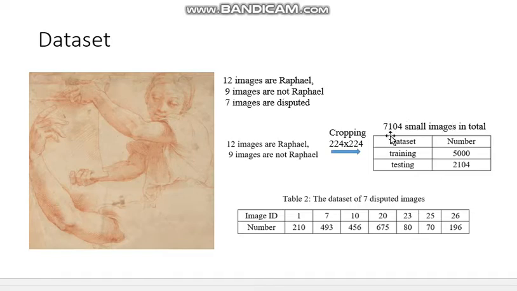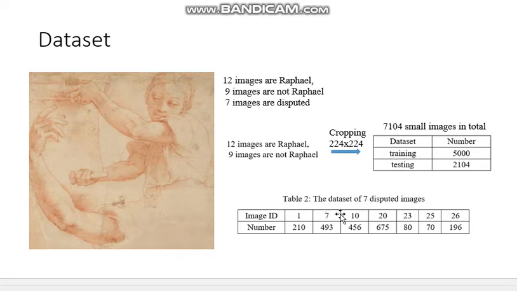We divided the whole dataset into two parts. The first part is the training dataset. It has 5,000 images. And the second is the testing dataset. It has 2,104 images. We build our model on the training dataset and test it on the testing dataset.